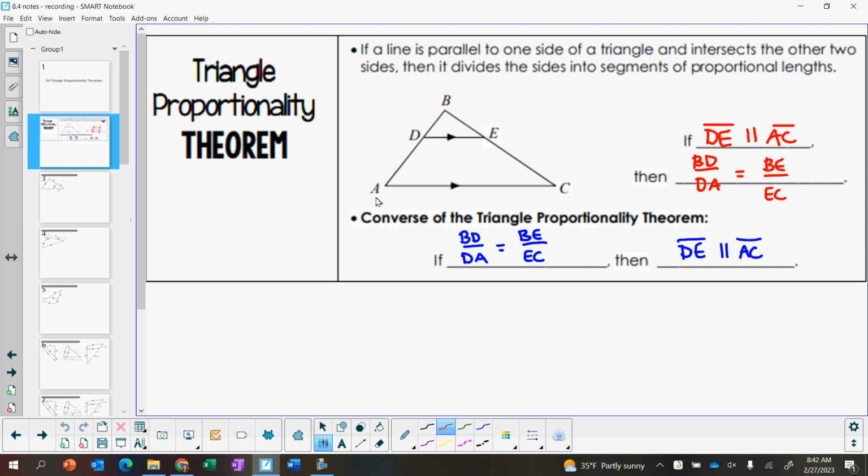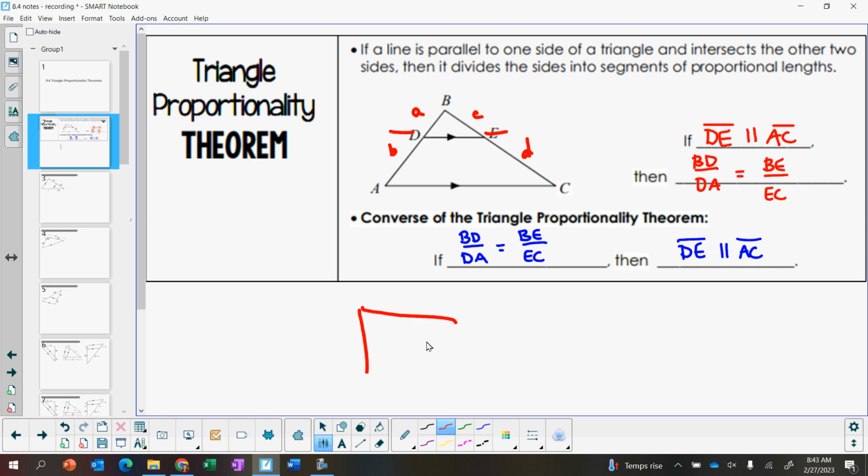So if I know that DE is parallel to AC, then I could take the length of BD over the length of BA and set that equal to the length of BE over the length of EC. So really what I'm doing is creating fractions exactly how they look in the problem. If I had values here, A, B, C, and D, A over B would be equal to C over D, exactly as it appears.